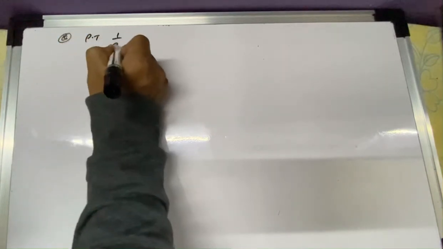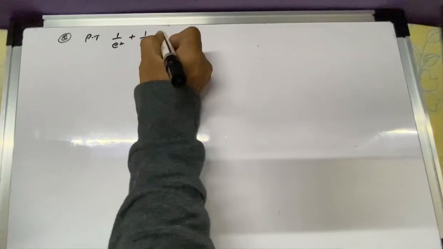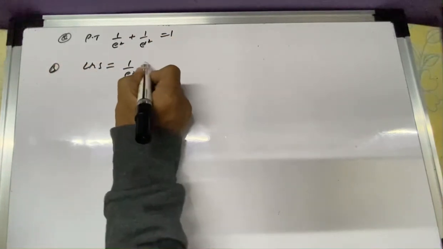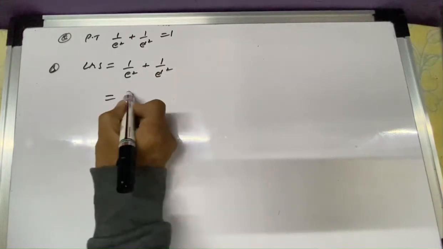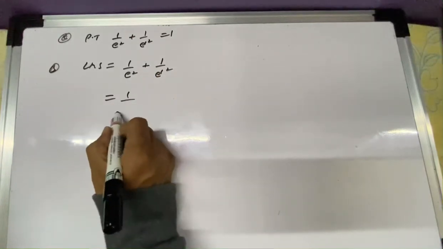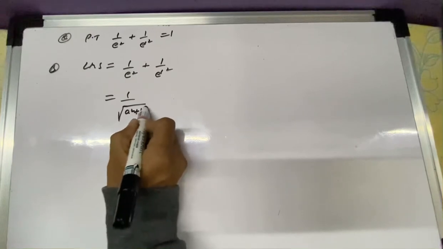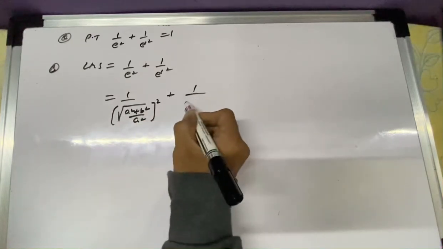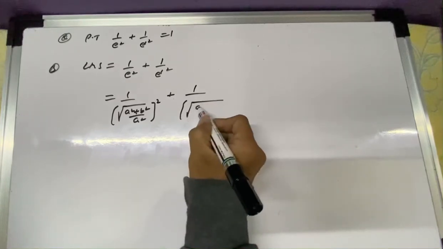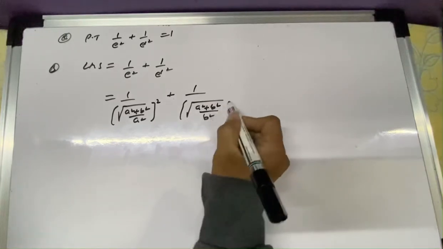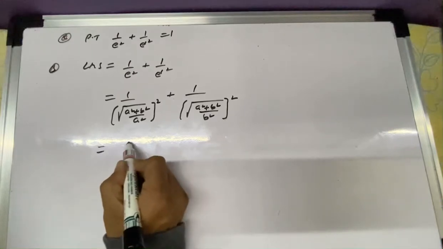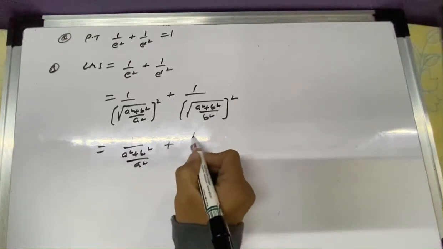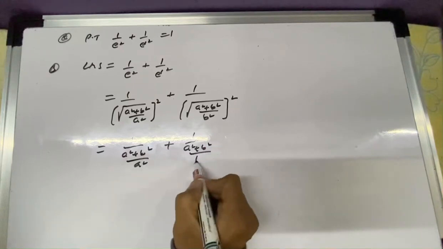Prove that 1 by e square plus 1 by e dash square equals to 1. LHS equals to 1 by e square plus 1 by e dash square. Eccentricity of first formula is root over a square plus b square by a square, it is having square, and e dash means conjugate hyperbola, root over a square plus b square by b square and whole square. Square root cancelled, 1 by a square plus b square by a square. Square root cancelled, 1 by a square plus b square by b square.